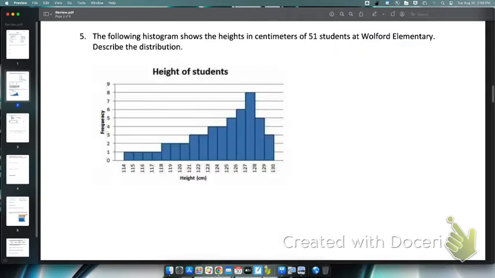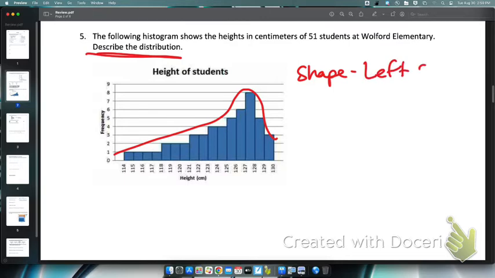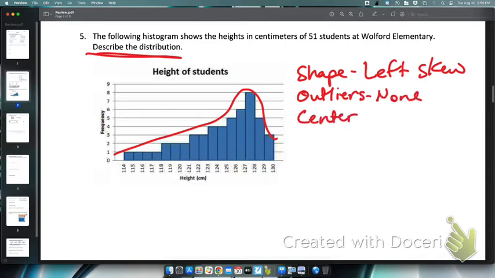Number 5, the following histogram shows the heights in centimeters of 51 students at Wolford Elementary, and we need to describe the distribution. So remember, when we're describing the distribution, we would want to use SOCS. So our shape, this distribution appears to be left skew. Outliers, don't really see any. The center. All right, so since this is a skewed distribution, I'm going to want to use the median. Median is going to be resistant to the outliers or to the extreme values. So I want to use the median for this.